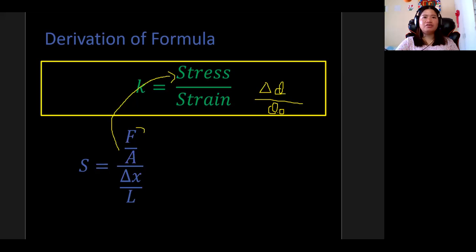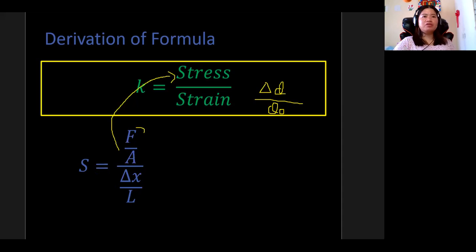Instead of having the original dimension, you will be representing it by the length. I will show this to you later in an image. Allow me to explain the derivation of the formula of shear modulus.